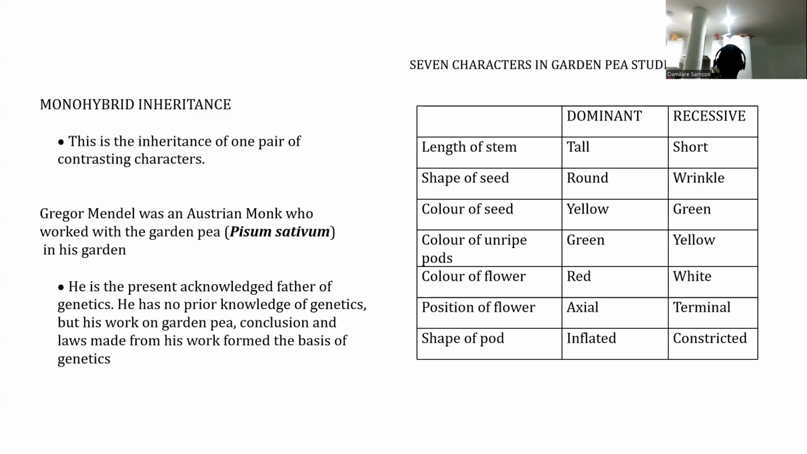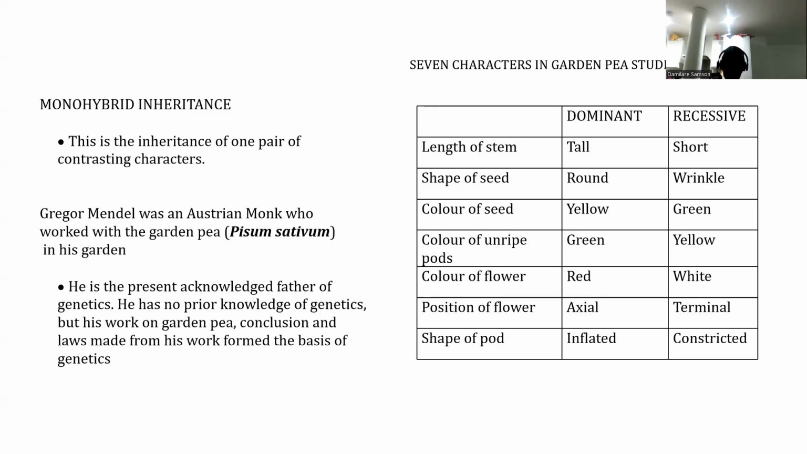Monohybrid inheritance, I've talked about it before. Mono means one, and hybrid is gotten from species of unlike parents. So it is inheritance of one character from unlike parents. Now, what do we mean by unlike parents? For example, we have a parent plant that is giving rise to a white flower, and another parent that is giving rise to a red flower. So they are unlike. We now cross them and see what is going to happen.